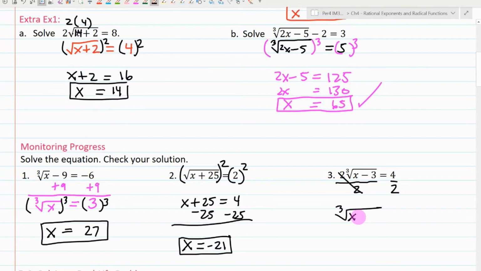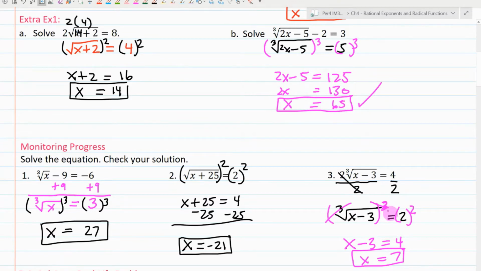For number 3, you're going to divide both sides by 2. So the cube root of, and make sure that when you write this that it goes over everything. Then you are going to cube both sides. So you're going to get x minus 3 is equal to 4. So x is equal to 7.